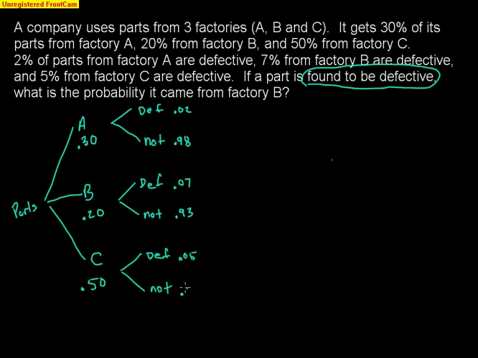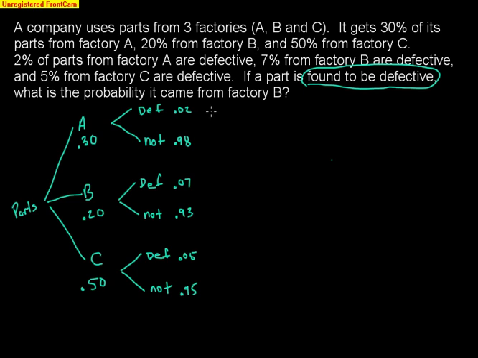So every branch would be an outcome. For example, if I said to you an easy question, what's the probability that the part is A and defective? Well, it'd be 30% times 2%. You would just follow that branch. So 30%, 0.3 times 2%, 0.02 would be 0.006.